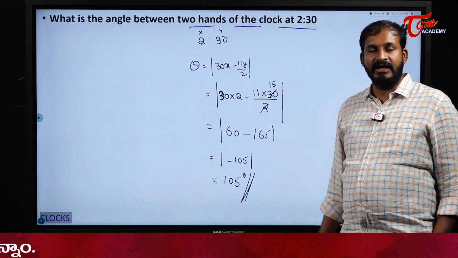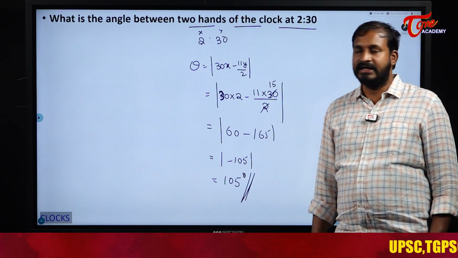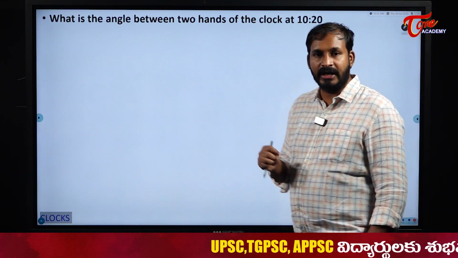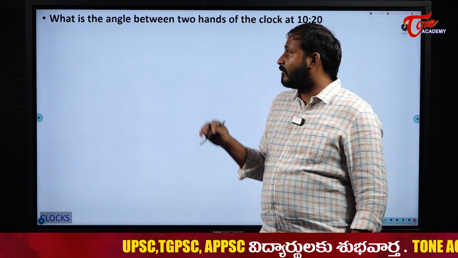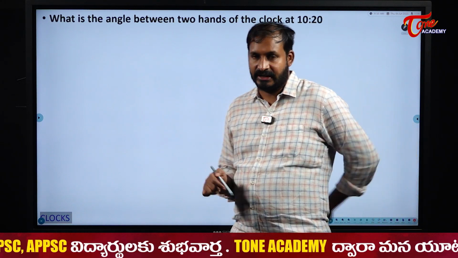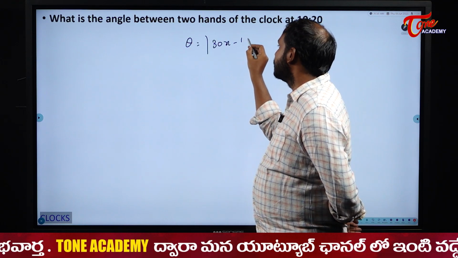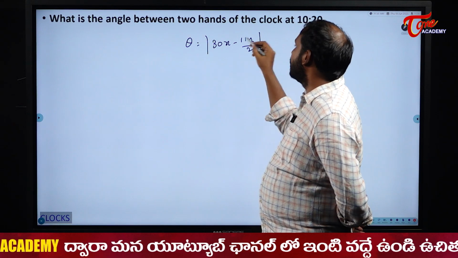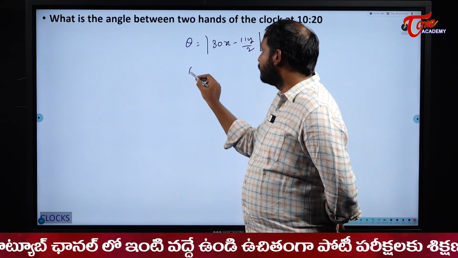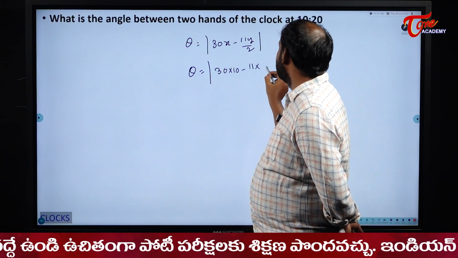This is how we are going to find the angle between two hands of the clock at any given time. Okay? Right? The next one. Everyone, pause the video and try to get the answer for this one. Angle between two hands of the clock at 10:20. Now the time is 10:20. So we know the formula: theta is equal to modulus of (30x minus 11y) by 2. Here x is 10 and y is 20. So what will the theta value become? 30 into 10 minus 11 into 20, by 2.